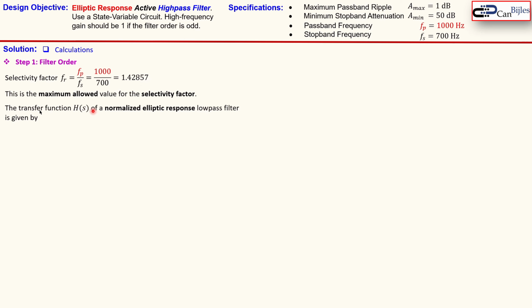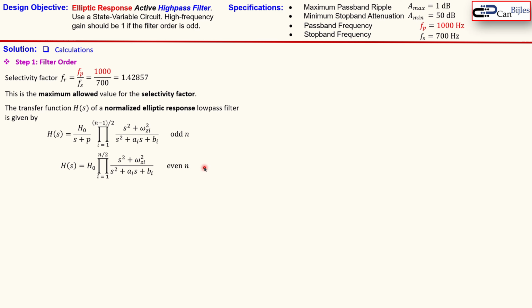Now the transfer function for a normalized elliptic response low-pass filter is given like so. Of course we will design a high-pass filter, but we always start with a low-pass filter and then scale it up and transform that to the high-pass filter circuit. This is for an odd filter order and this is for an even order. You see also here the zero frequency, the denominator expression, and when you have an odd order filter you will also always have a real pole, which is then given by this H0 over S plus P.